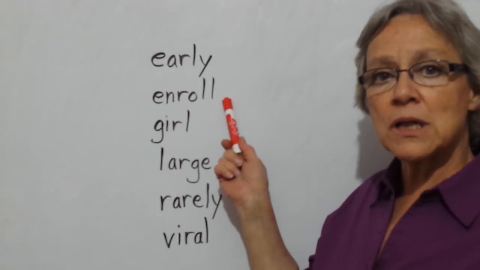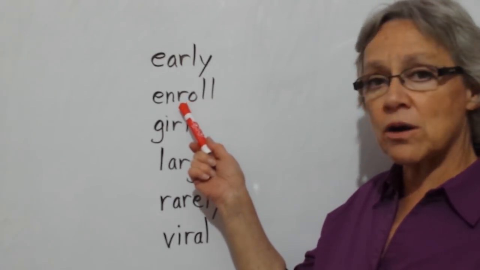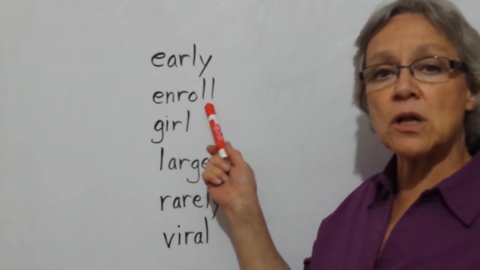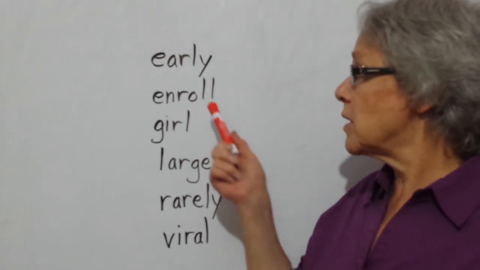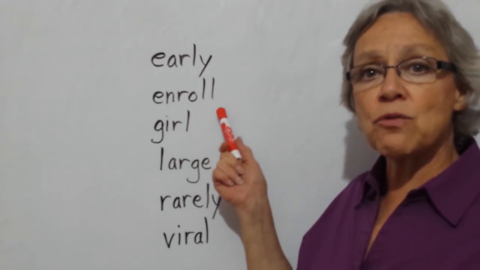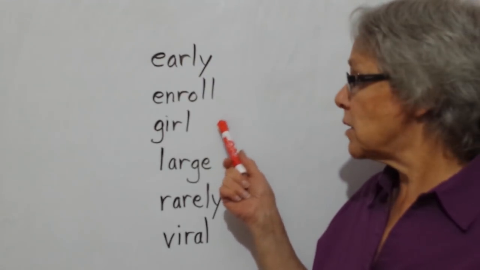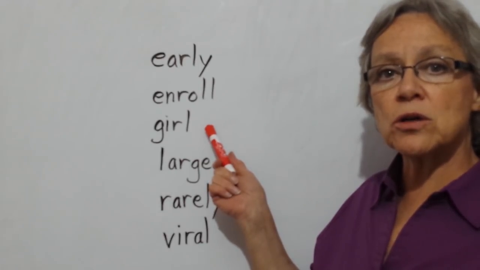Enroll, enroll. So we have to move from the R to the L, to the R to the L. Remember, for the R, the tongue is not touching the roof of the mouth, but for the L it is. Enroll, enroll, roll.